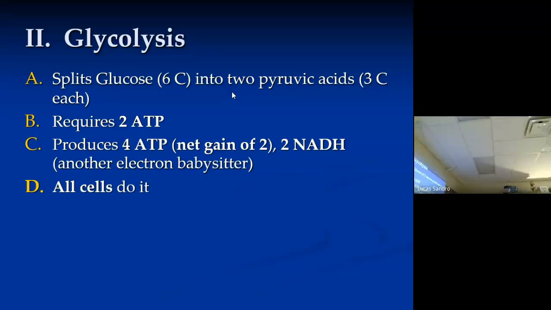This is a process that every cell on Earth does. The next 2 we'll talk about are not. The next 2 anaerobic organisms don't use. In other words, critters that don't use oxygen don't do the Krebs cycle or the electron transport chain, but this is the one we all have in common. Even little bacteria at the bottom of hot springs do this glycolysis. So obviously it doesn't require oxygen.